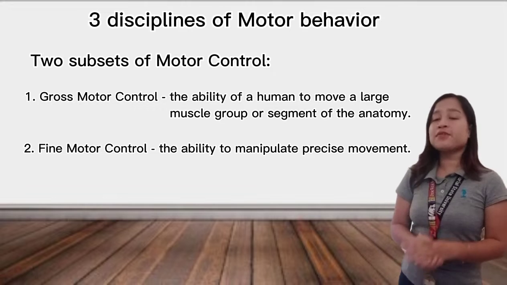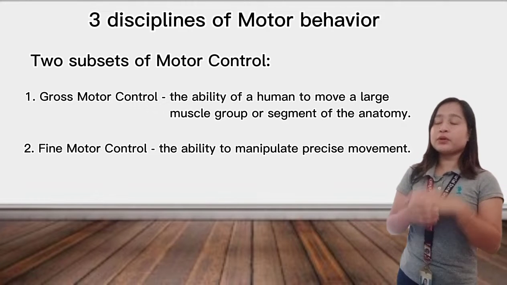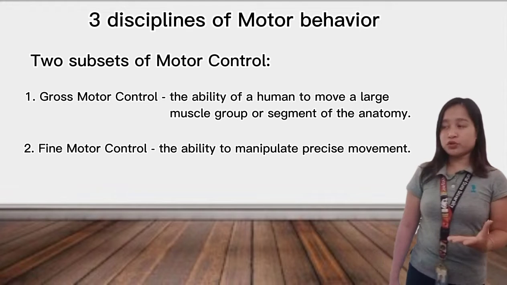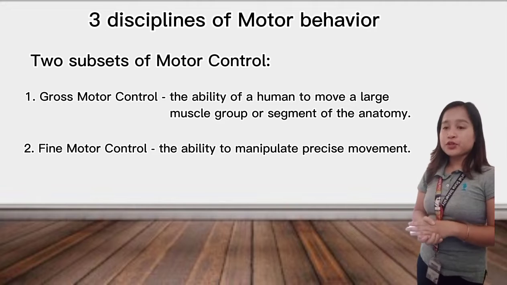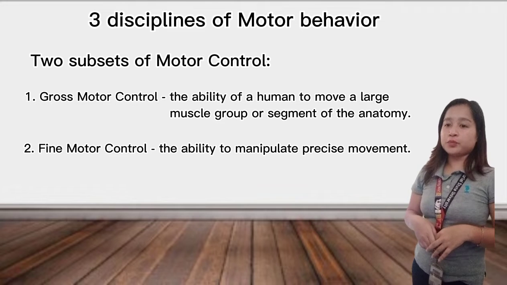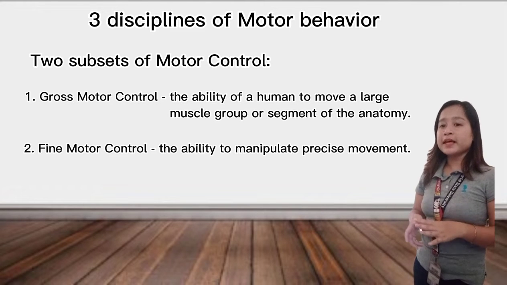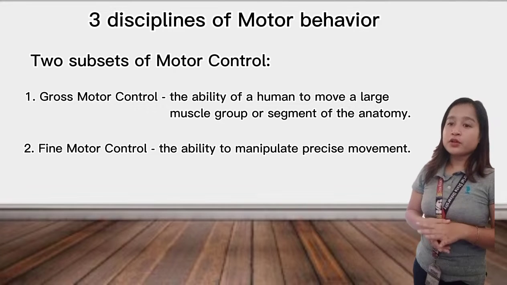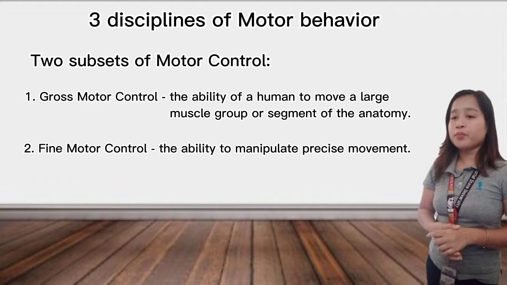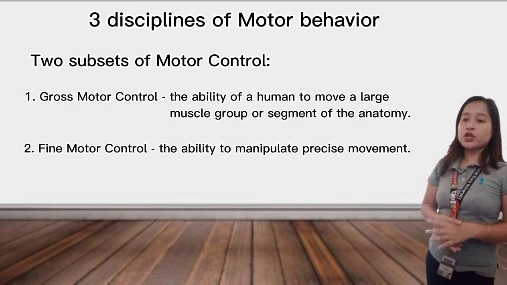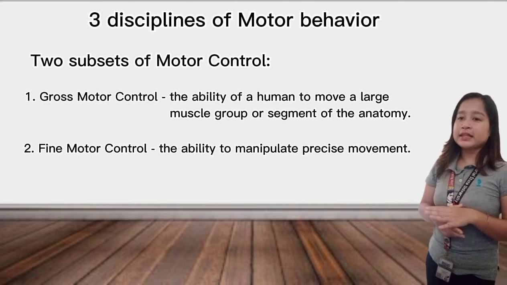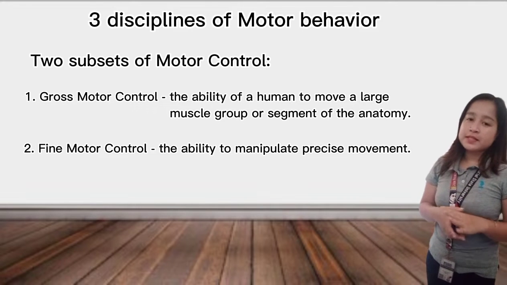Motor control is divided into two subsets, the first being gross motor control. So what is gross motor control? Gross motor control is the ability of a human to move a large muscle group or segment of the anatomy. For example, lifting something, or waving of an arm, is an example of this type of movement. Another one is fine motor control, the ability to manipulate precise movements such as handwriting. So handwriting is another example of this movement.